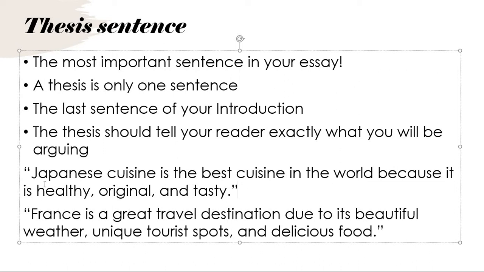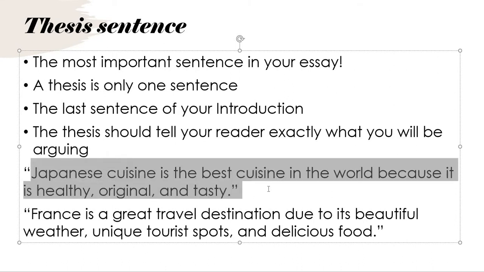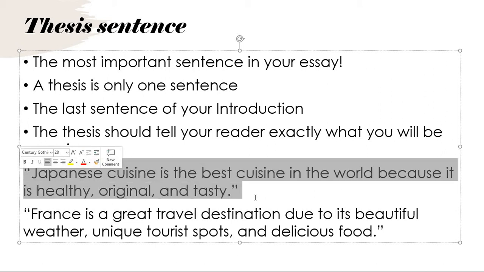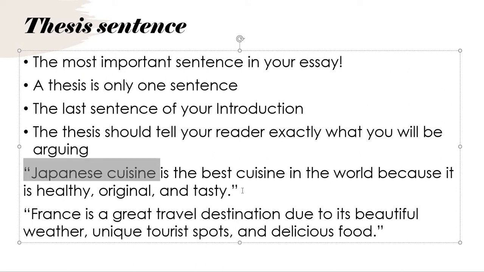So sometimes it might be worded like, "In this essay, I will argue that Japanese cuisine is the best cuisine in the world because it is 1, healthy, 2, original, and 3, tasty." Sometimes you might do it like that, but I just made it nice and simple for everybody. Again, you want it to be brief, short, and don't explain too many details in your thesis because the details should go into your body paragraphs. We will get into that in a moment.